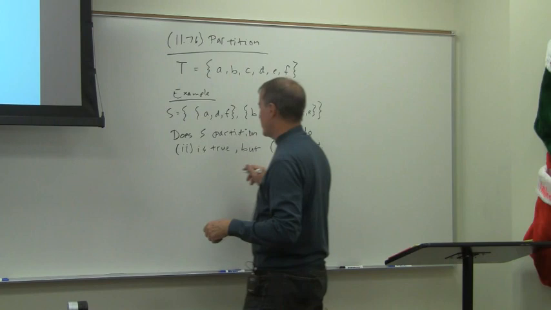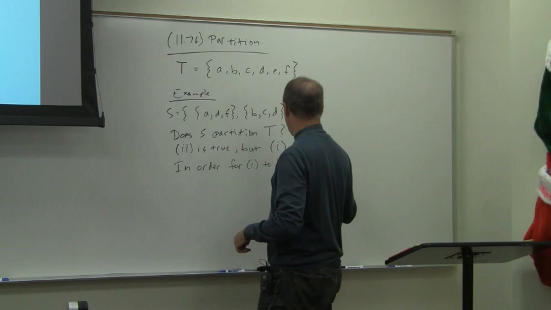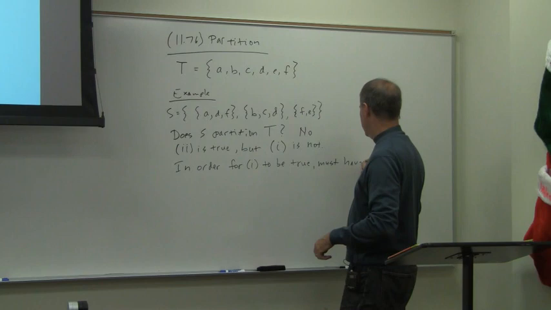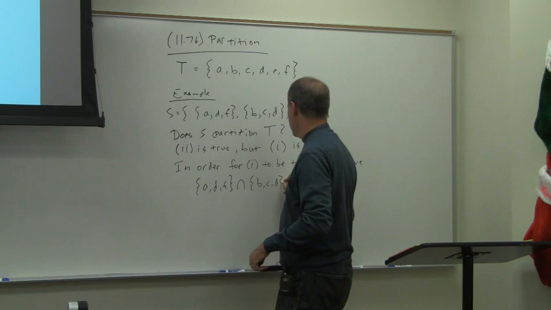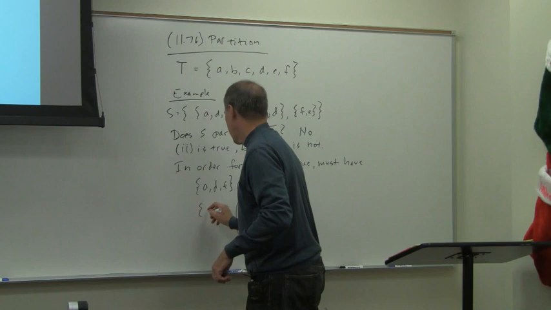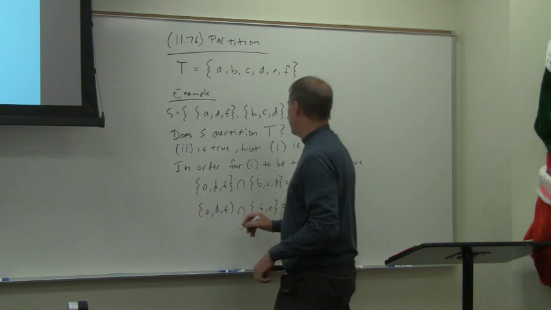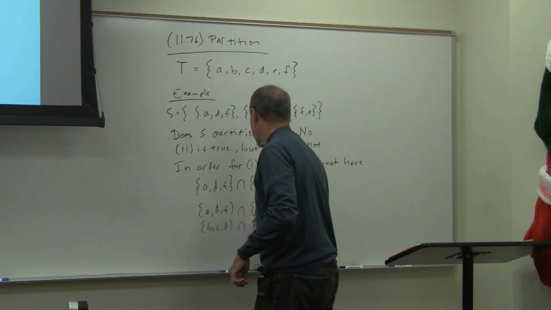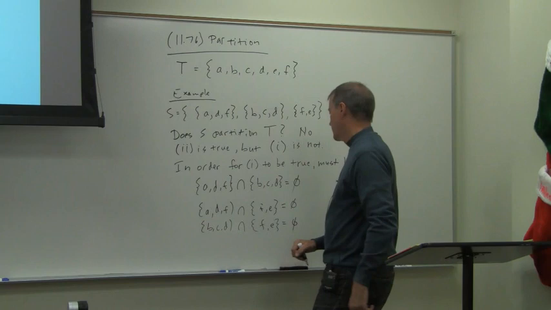So in order for 1 to be true, let's write it. It would have to be A, B, and then C, D. You must have A, D, F intersection B, C, D equaling the empty set. And you would have to have A, D, F intersection F, E being the empty set. And you would have to have B, C, D intersection F, E being the empty set. You would have to have all three of these.